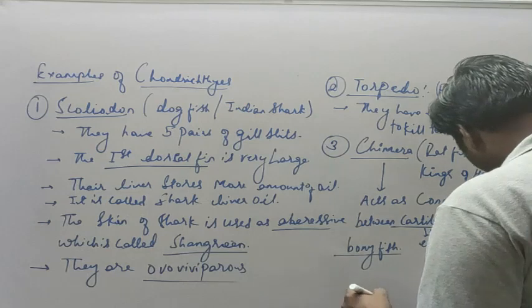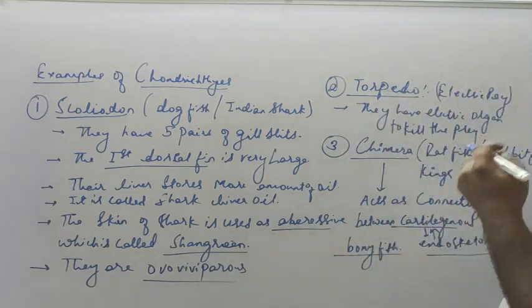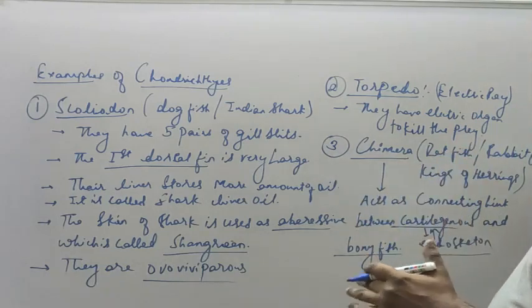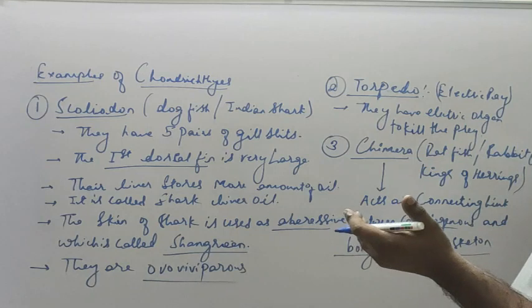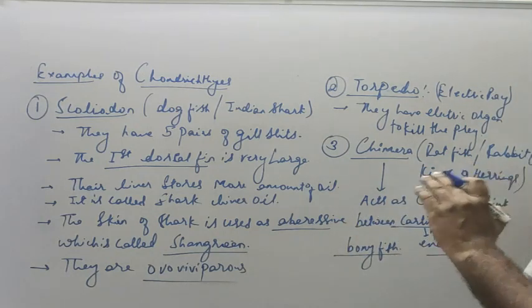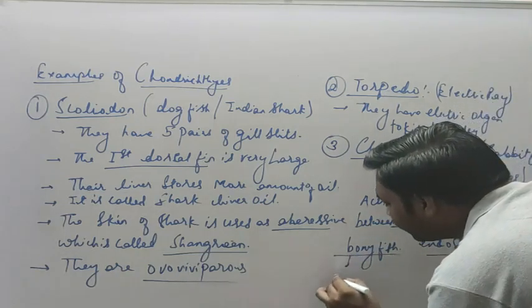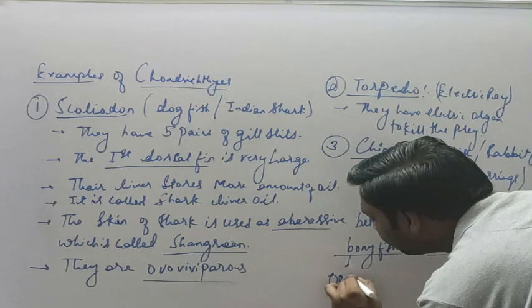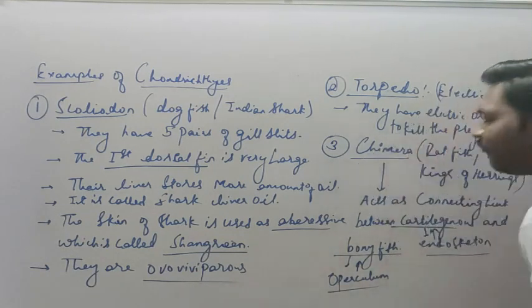The next, in case of a character of bony fish, see, in cartilaginous fishes we have seen the gill slits, they are not covered by the operculum, right? In case of bony fish, the gill slits are covered by a covering that is called operculum. So here we have operculum, which is a characteristic of a bony fish.